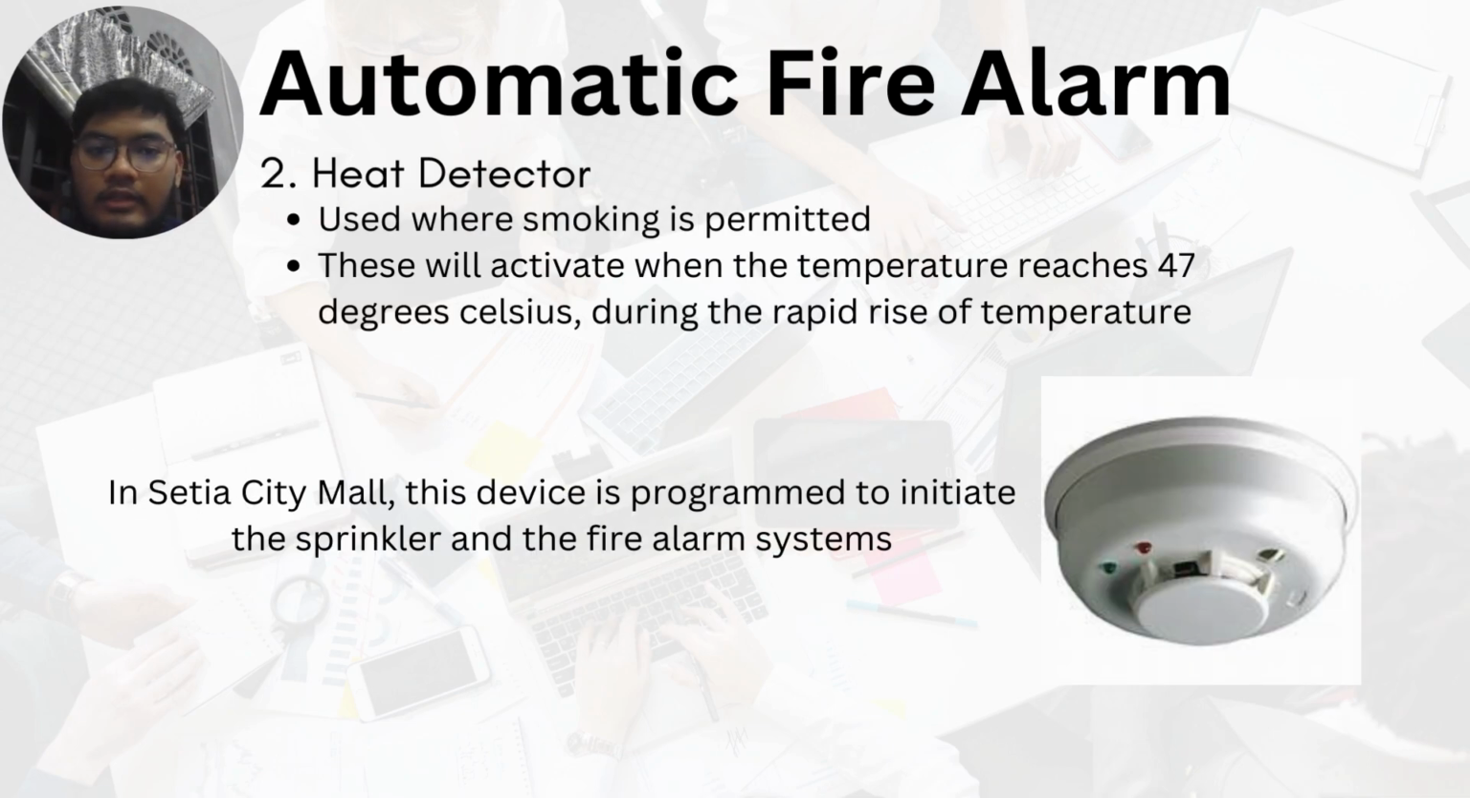The second automatic fire alarm is the heat detector. It is used where smoking is permitted. This will activate when the temperature reaches 47 degrees Celsius during a rapid rise of temperature. In City Mall, this device is programmed to initiate the sprinkler and the fire alarm system.